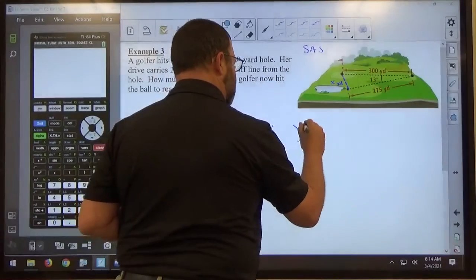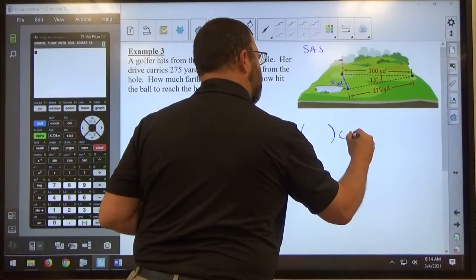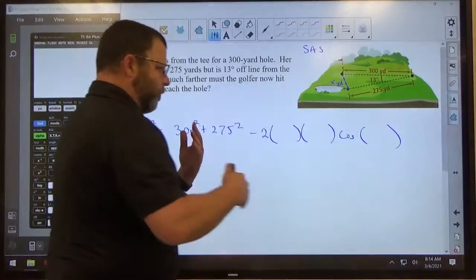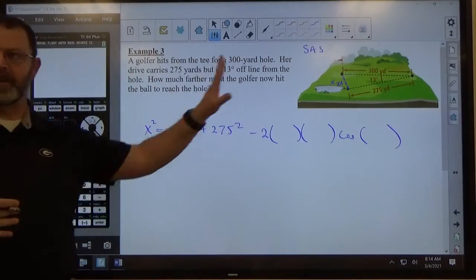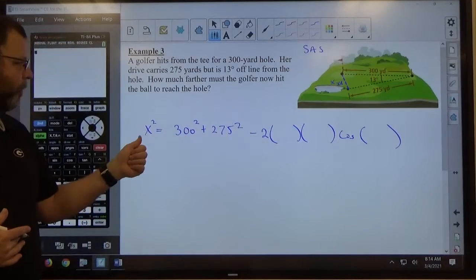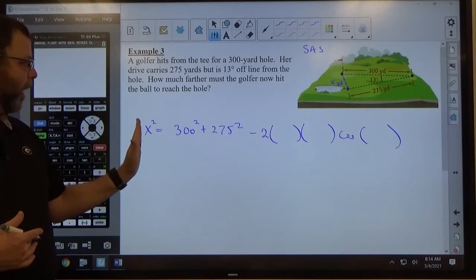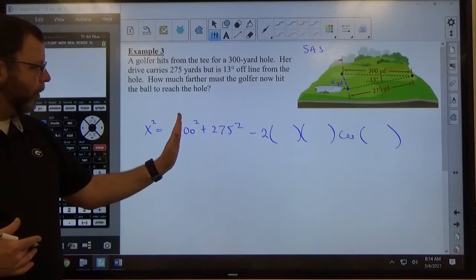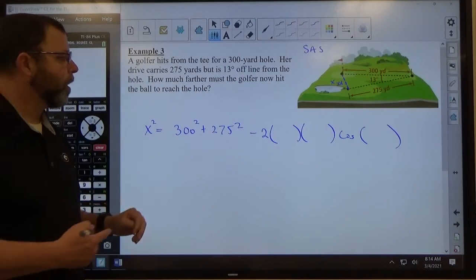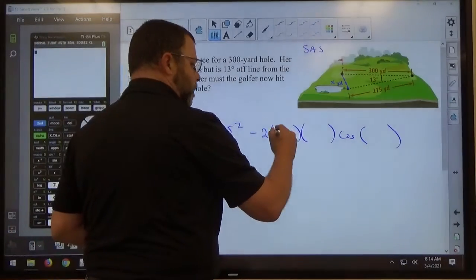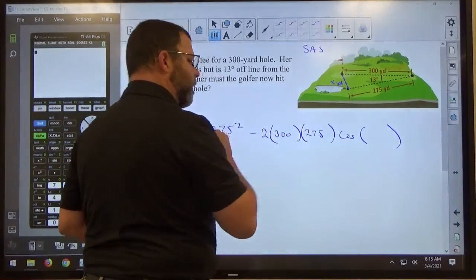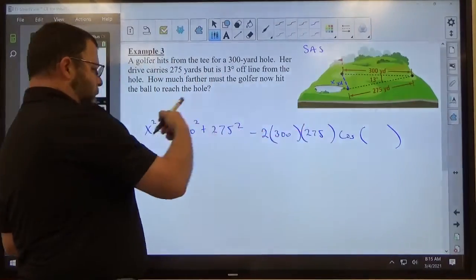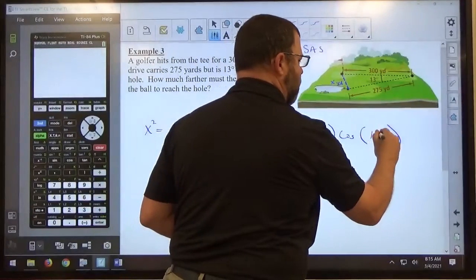It's 2 times something times something times cosine of something. So the challenge of the law of cosines is this extra term. If we could build the Pythagorean theorem, what I don't know squared equals what I do know squared plus what I do know squared, the two things that go here are the two things I know. And what goes there is the angle that's opposite this side, which in this case is 13 degrees.